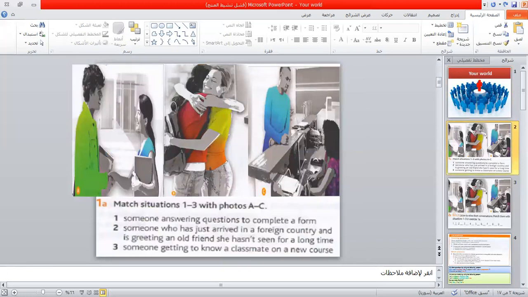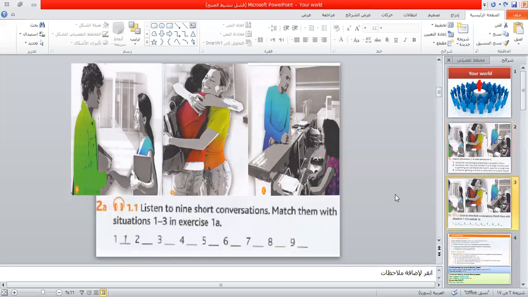Here we will start our lesson with these three photos. I want my students to match three situations with these three photos. They will take 2 minutes to look at the photos and the sentences, and then we will do the match here in this slide. Then we will move on to the next slide.